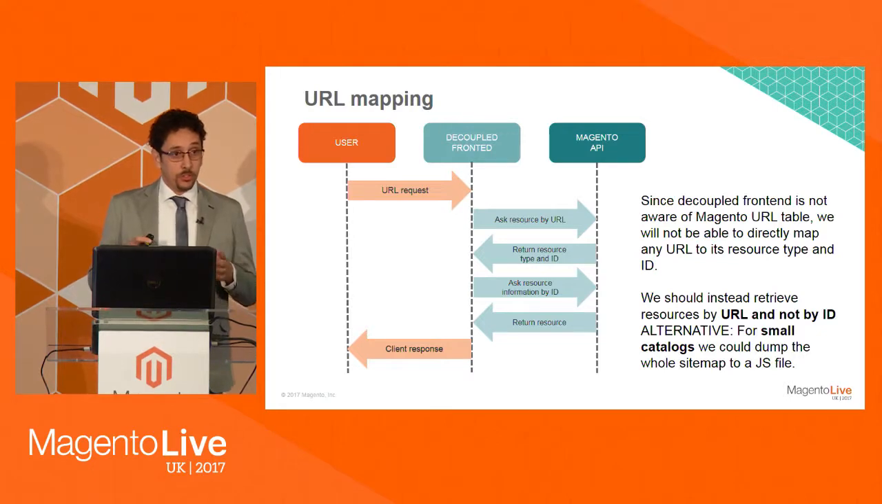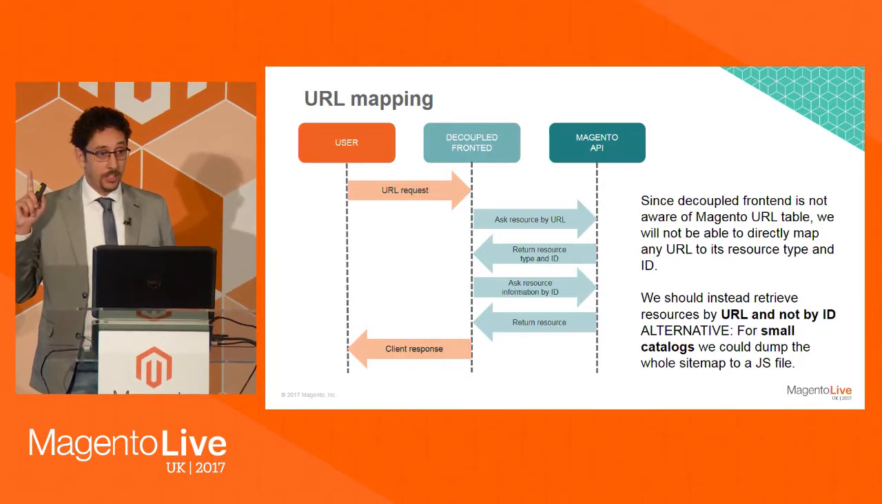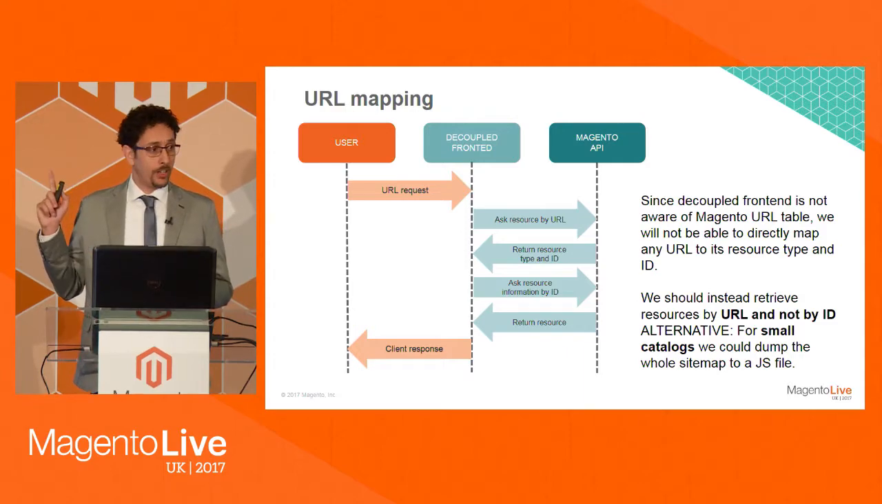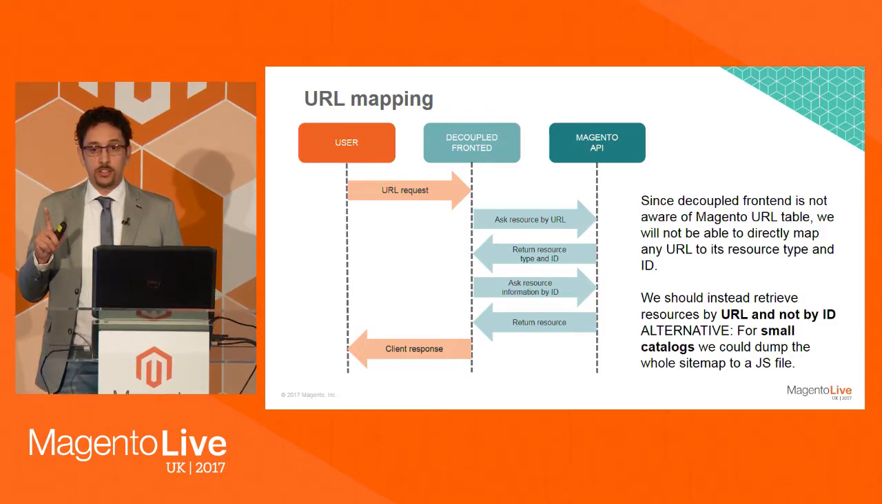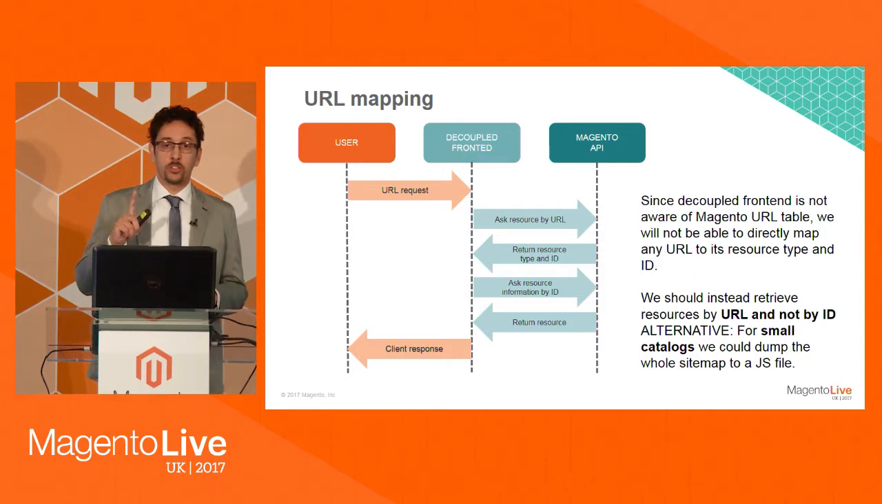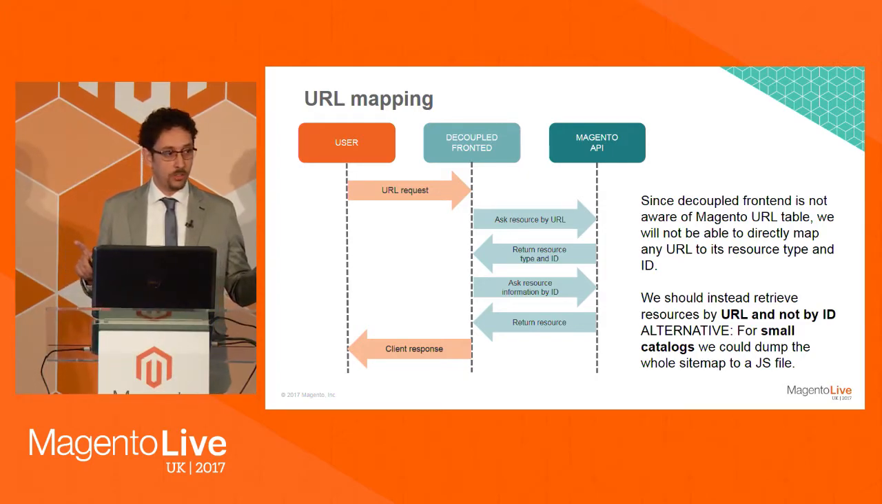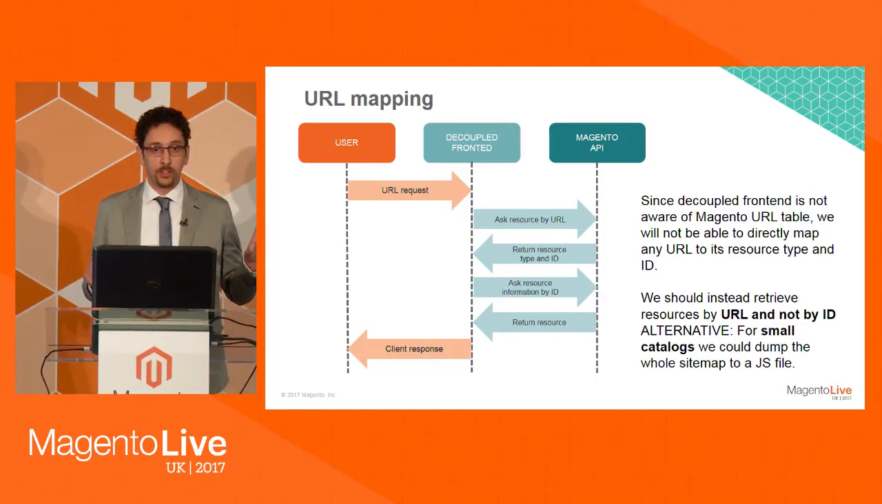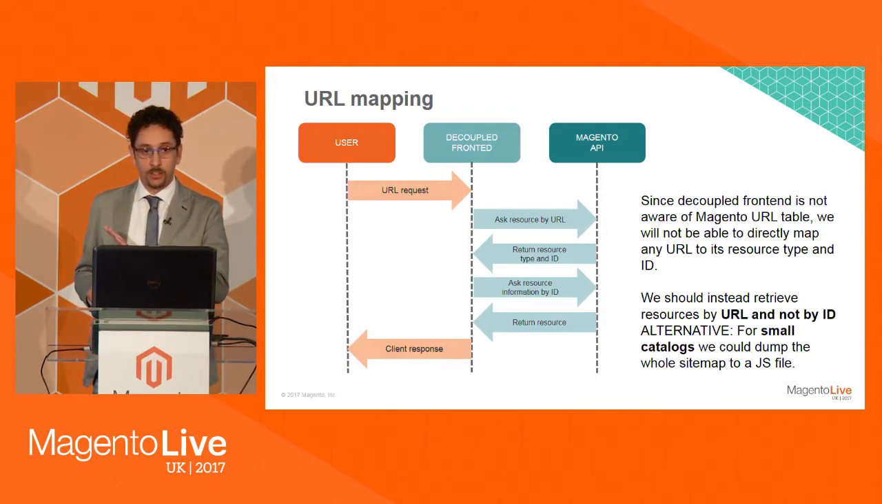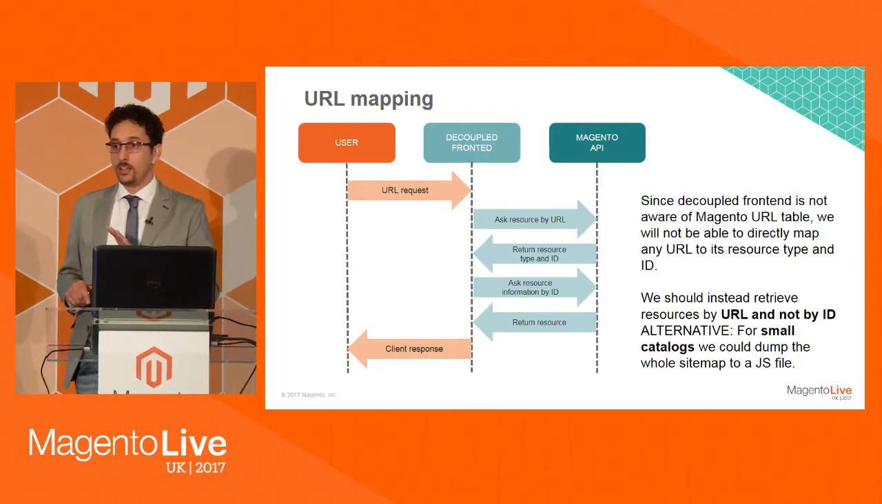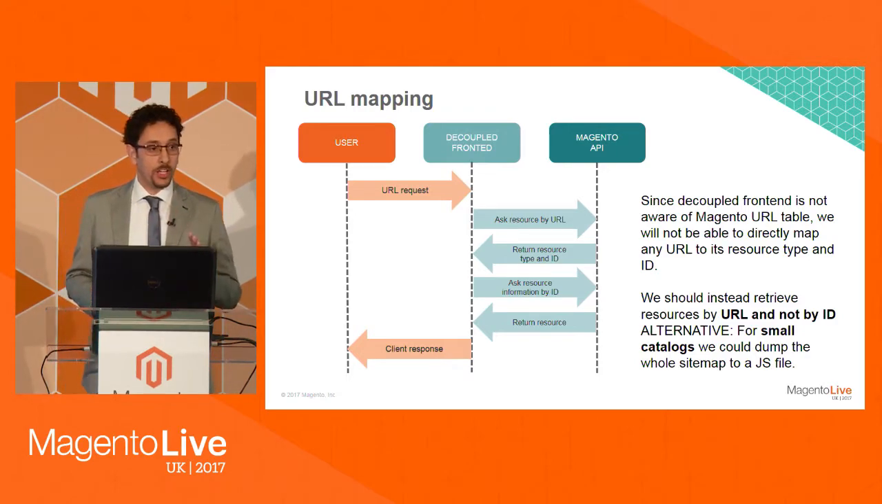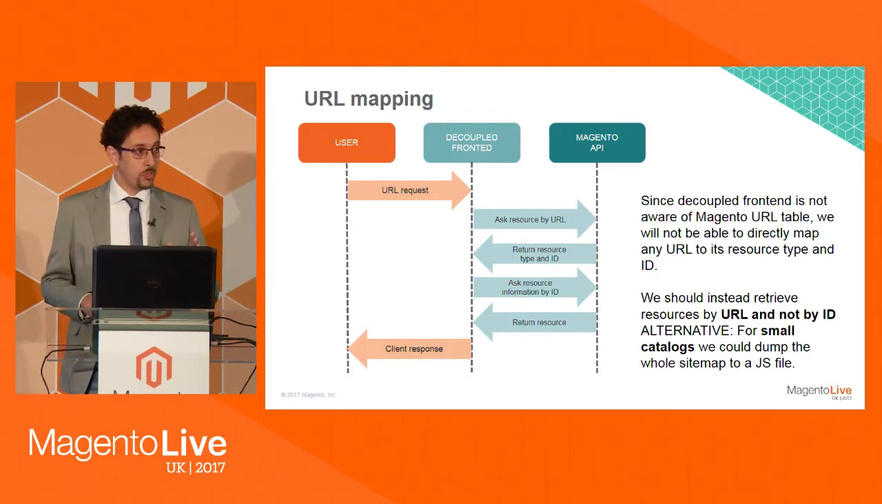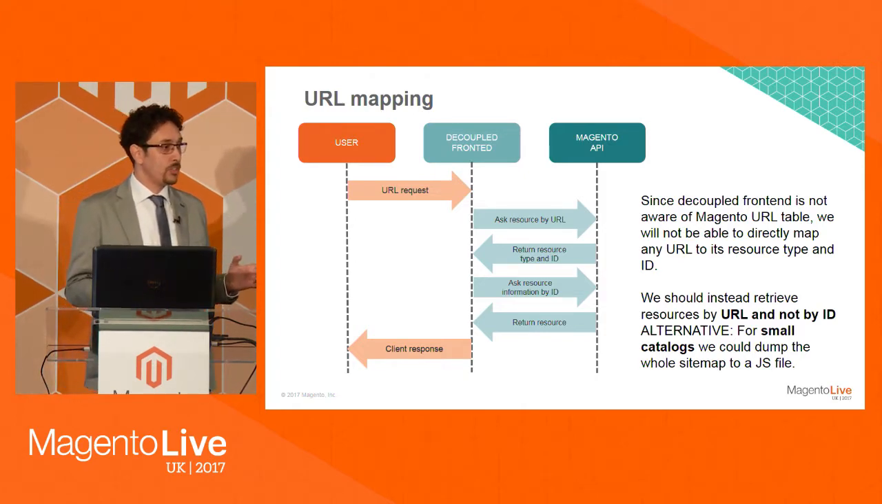And the other thing you should know, and this is very important and very tricky: URL mapping. When you send a request to a decoupled front-end, you're not sending a request to the backend Magento. You're sending a request to the decoupled front-end. It's a different application, and this application is not aware of the URL structure behind. So, for example, if you're requesting a product page, the decoupled application doesn't know if that page corresponds to a product or to a CMS page, and which product and which CMS page.